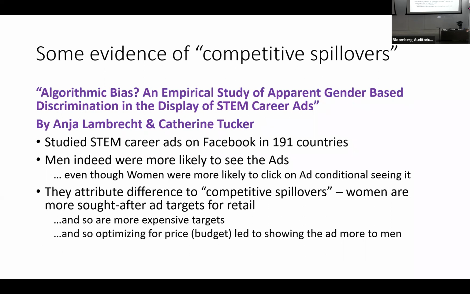And if you do that type of optimization, then you'll show the ads to the people that it's cheapest to show the ad to. And so the STEM ad won't win the auctions for women because they're just more expensive auctions to run.